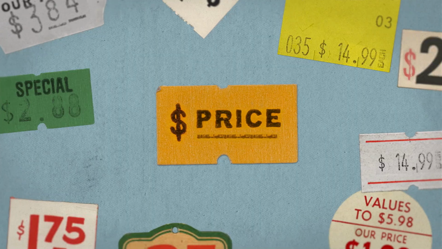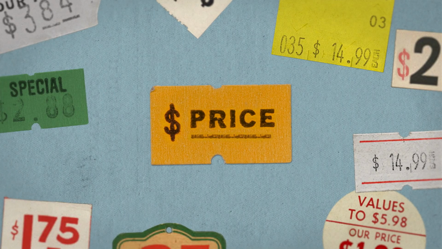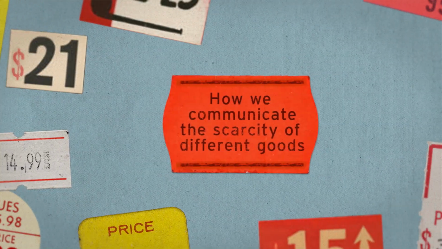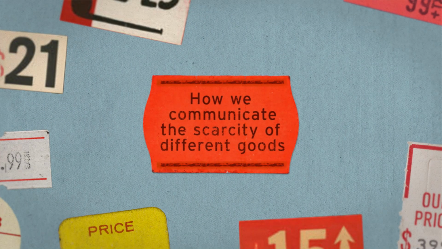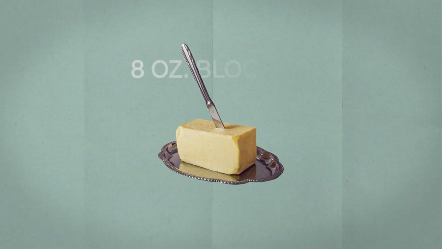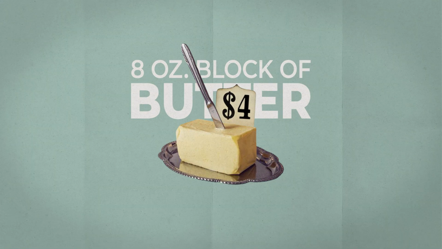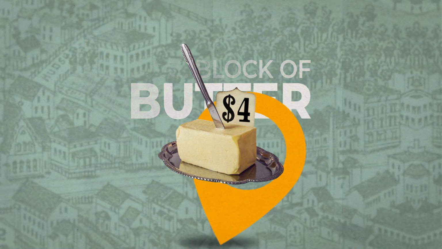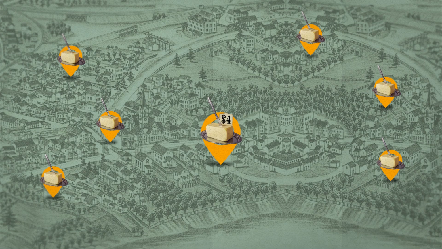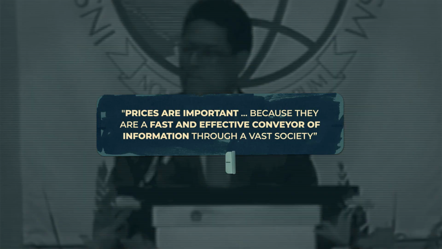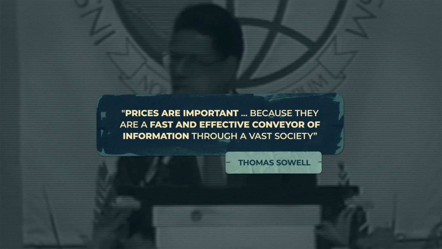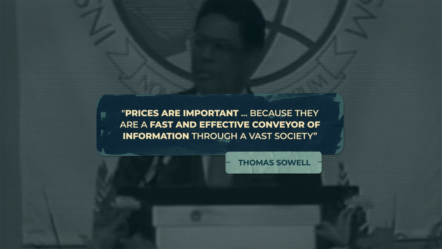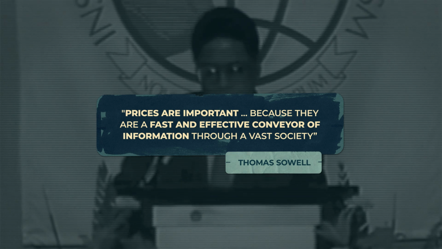First, let's establish some definitions. First, price. It's just a piece of information that captures the scarcity of different goods and communicates that information. So the price for an 8-ounce block of butter might be $4. That tells you roughly how scarce butter is in your town on a particular day. Thomas Sowell said it well. Prices are important because they are a fast and effective conveyor of information through a vast society.